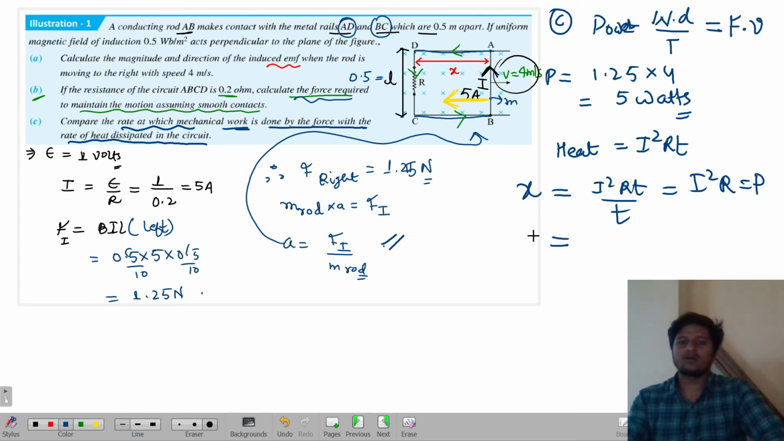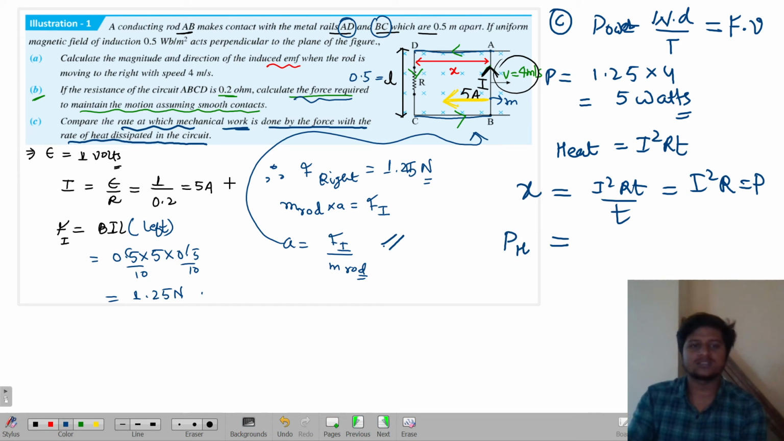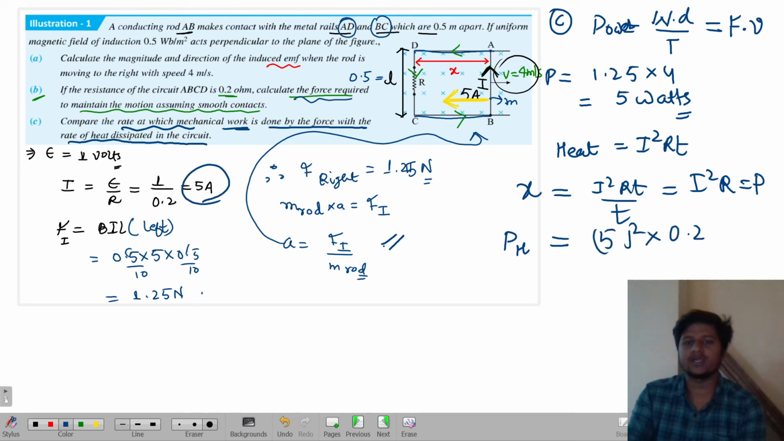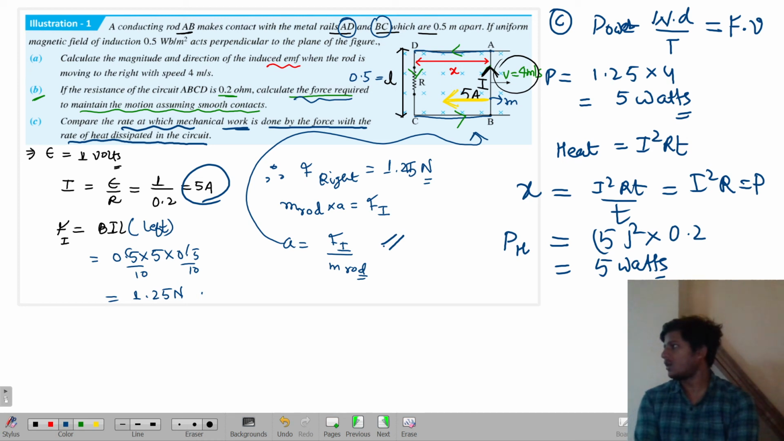So the power of heat dissipated is I square R. How much is the current developed? 5 ampere. So 5 square into resistance R, 0.2. How much is the rate? It is also equal to 5 watts. Got it or not? Got it or not?